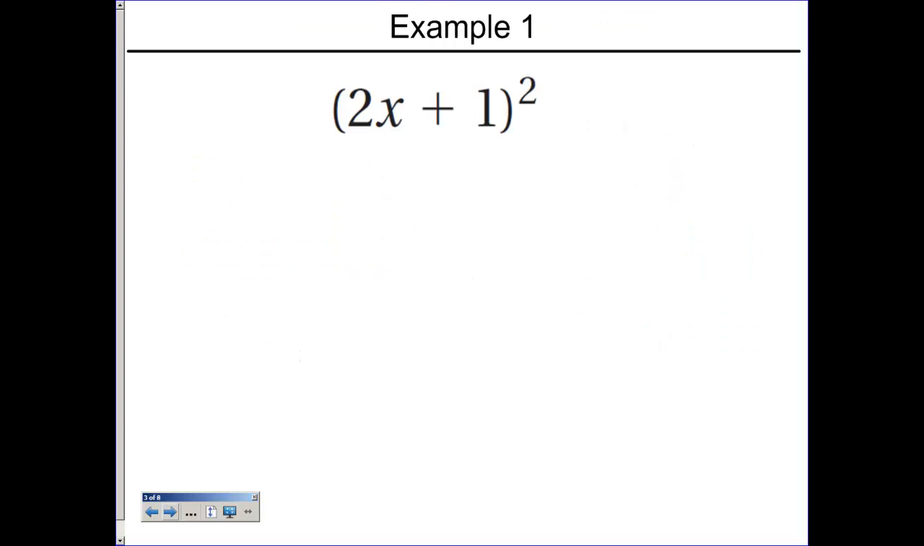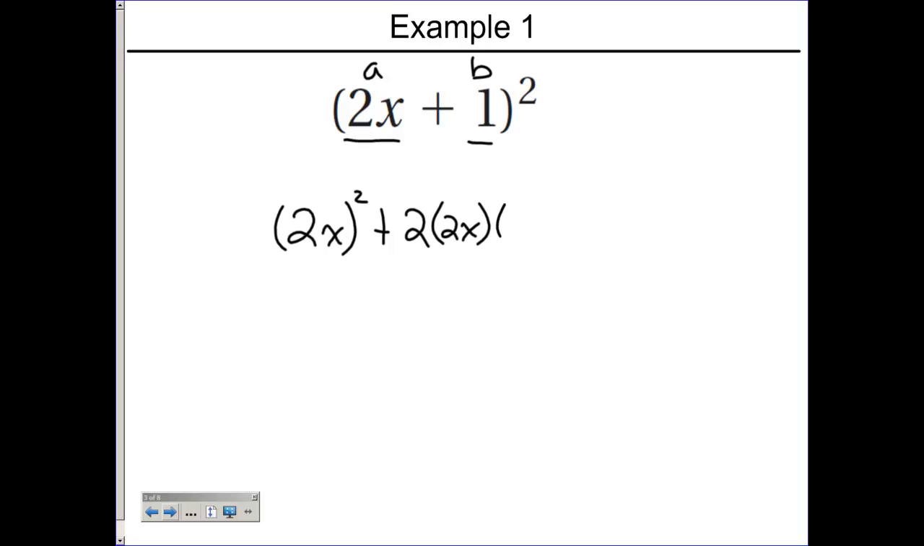Let's see how this works as an example. Rather than going through that whole distributing process, the pattern here allows us to shortcut it. So we're going to take this first term, we're going to call that our a term, and then we'll call this second one our b term. So our answer should be the 2x, which is a squared, plus 2 times a, which is 2x, times b, which is 1, plus b squared, which is 1 to the second power. And that's the pattern. All we got to do is square and multiply everything out.